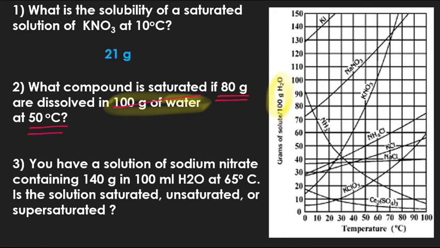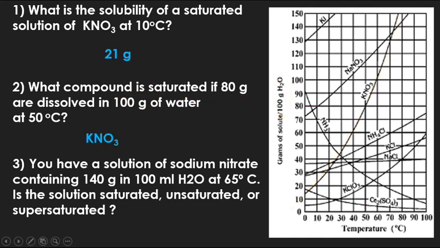If I'm going to look at numbers on my chart, I'm going to try and see where that 80 grams and our 50 degrees Celsius are going to intersect, and they happen to hit each other and intersect right here, which also happens to be where our KNO3 line is. So that must be the compound that is saturated at that point, because our lines represent where our compounds are saturated. So that's the line I see there. So it really is that simple.